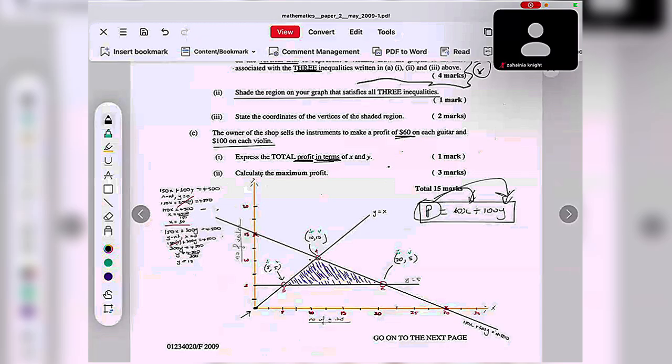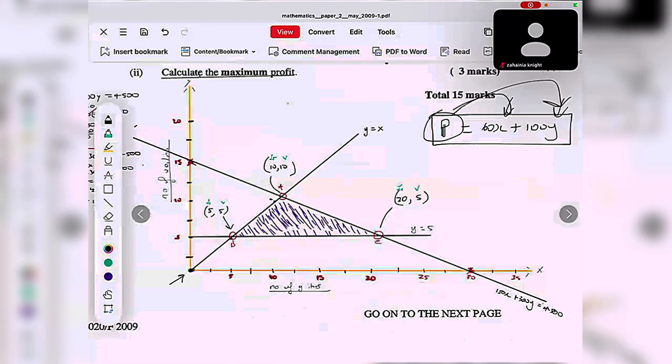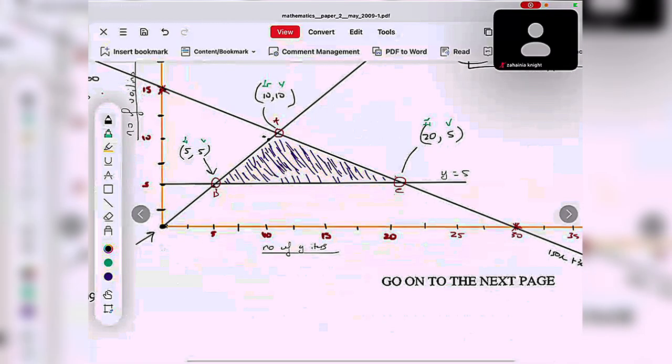Now, the question says calculate the what? Maximum profit. So which of these letters would probably give you the maximum profit? You're really supposed to test all three, you know. But A, anybody disagree? I think it's E. I think it's C. I think C too, but I'm not sure. You think C? Miss Gentles says A.